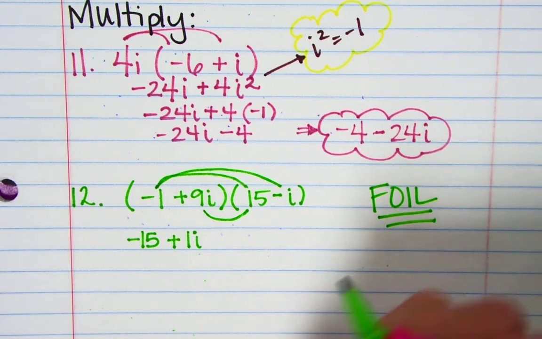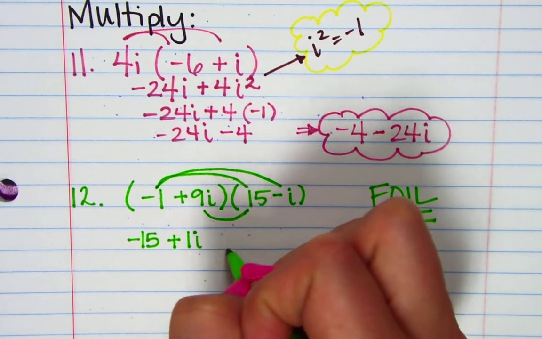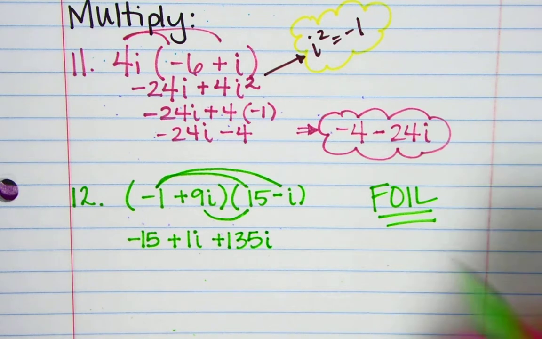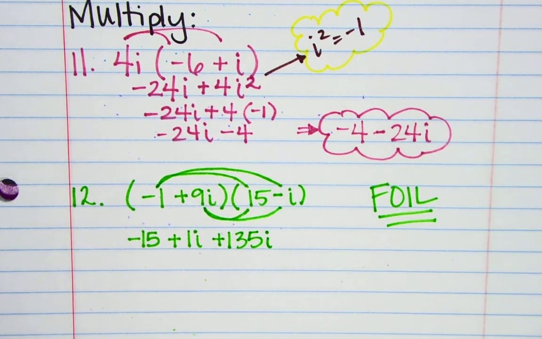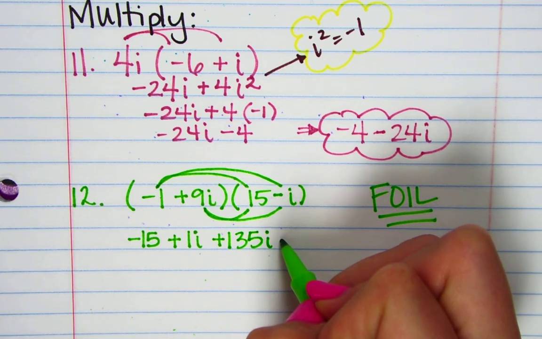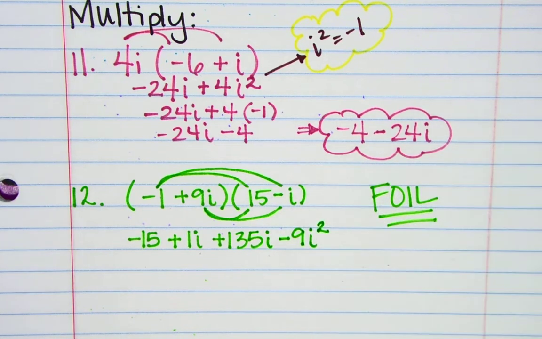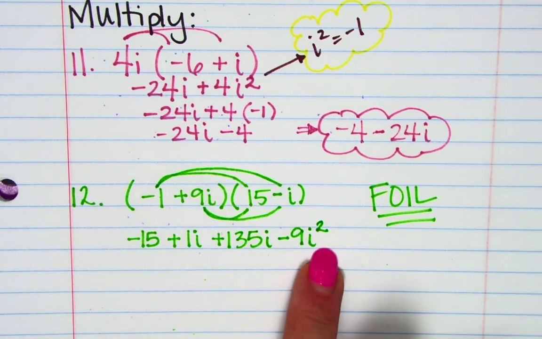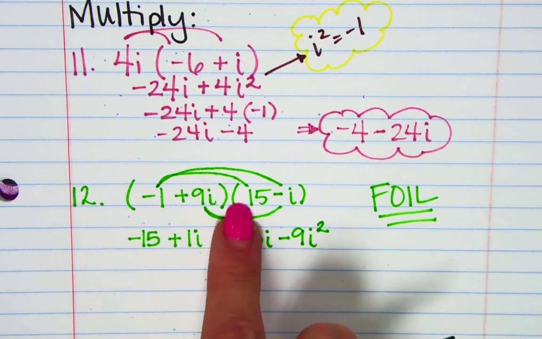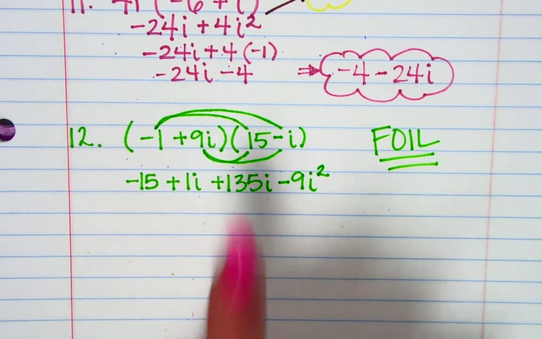Might need a calculator, I know, because I've been doing it all day. But 135. Well done. All right. Plus 135i. And 9i times negative i. Negative 9i squared, right? Because we got i and i squared right there. When we did FOIL the other time, the variables were first, but since it's imaginary numbers, it's a little bit different because the real numbers come first.